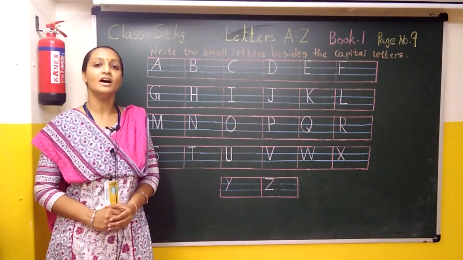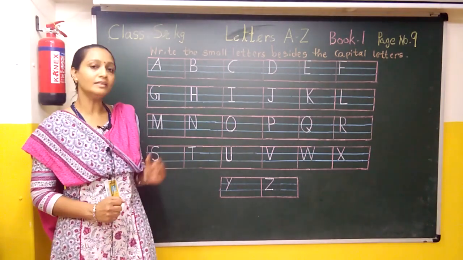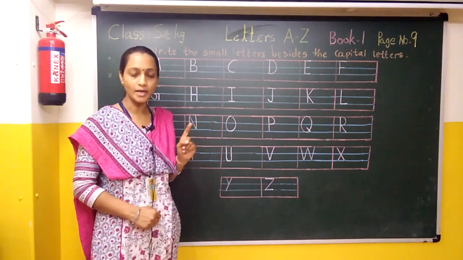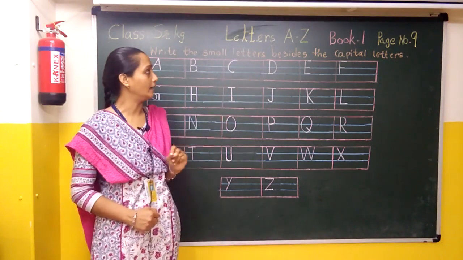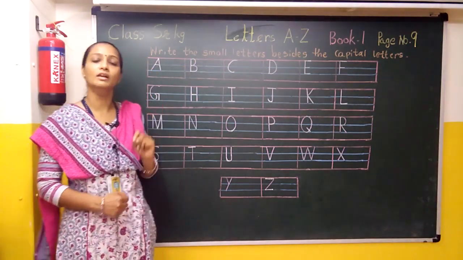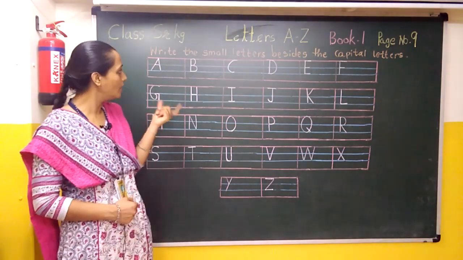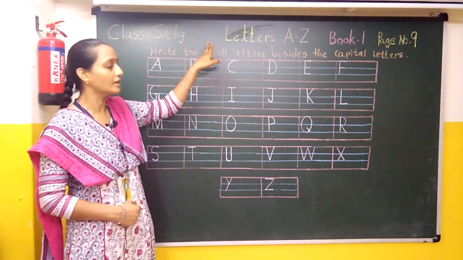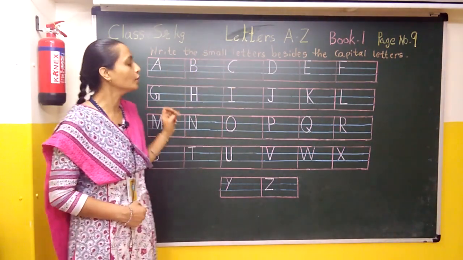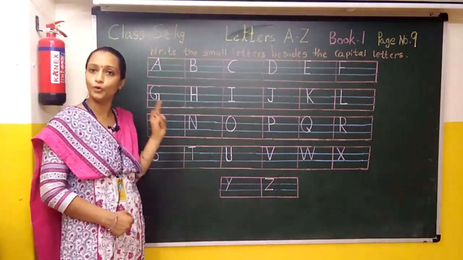Today we will see literary work. In this we will see book 1, page number 9. In that we will learn how to write small letters. There will be a page in your book, page number 9, there will be a 4-line.